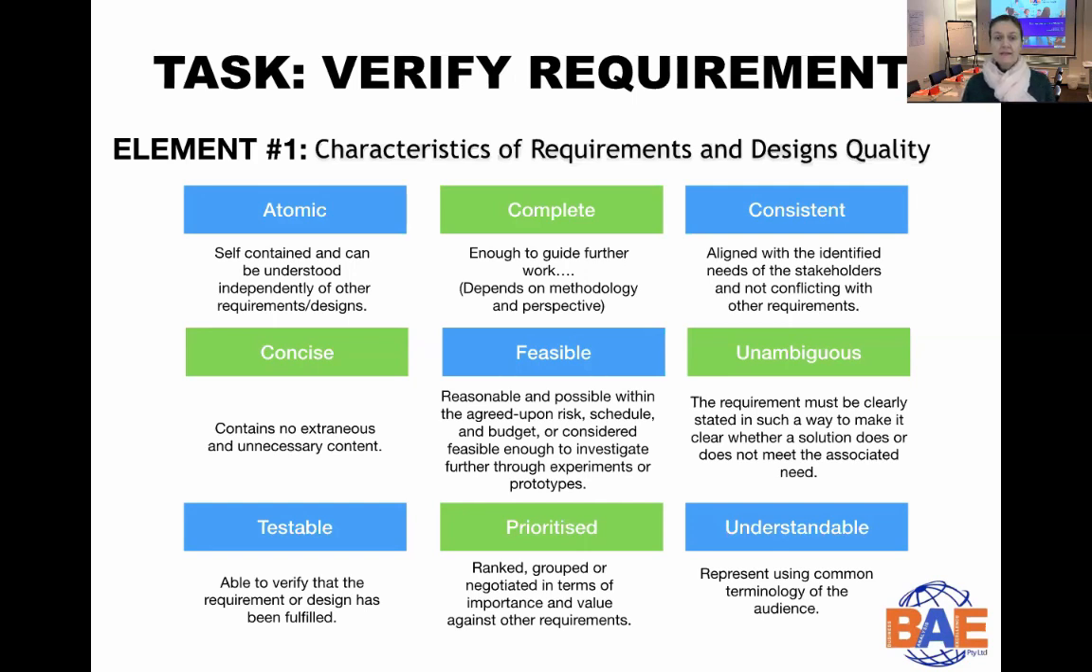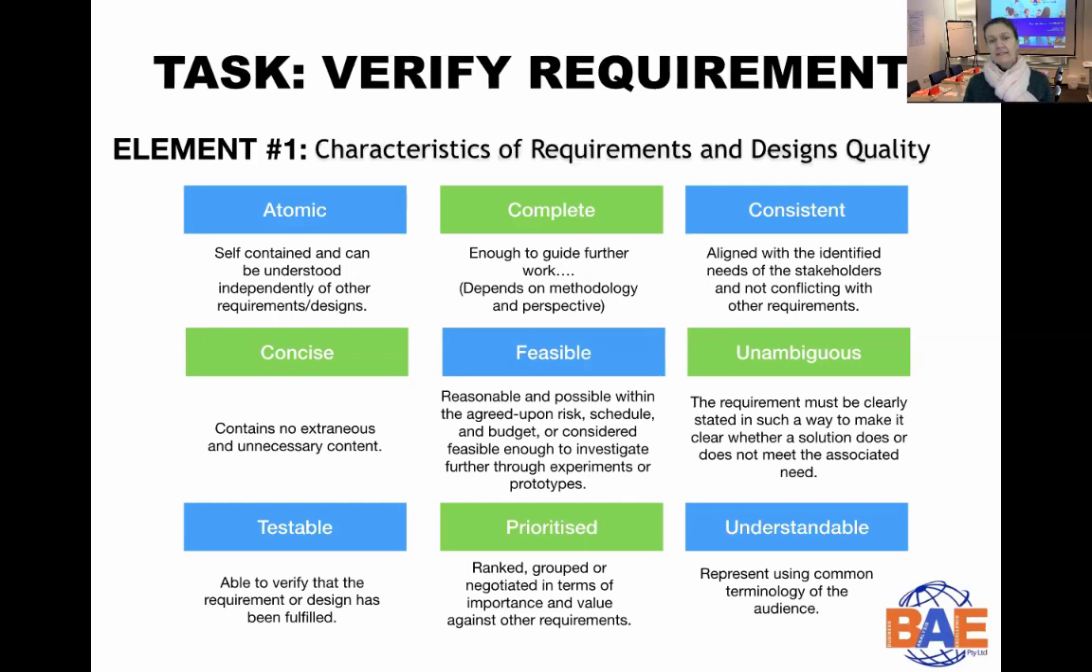This will depend a little bit on what methodology and perspective is being used. Consistent: this is about the requirement being aligned with the identified needs of stakeholders and not conflicting with other requirements. Concise: this means it contains no extraneous and unnecessary content. So don't carry on with a lot of information and description if the essence of the requirement has already been stated. Try and be very concise.